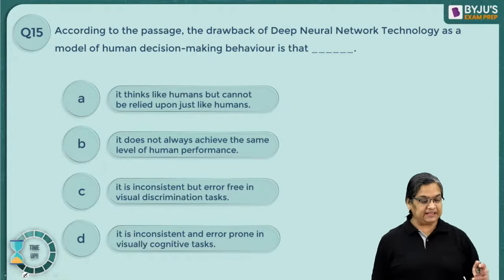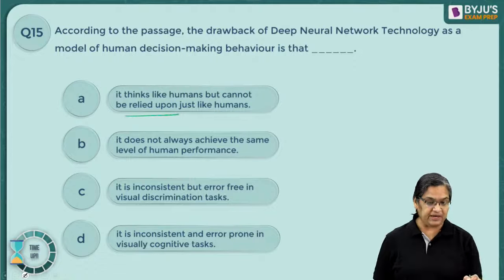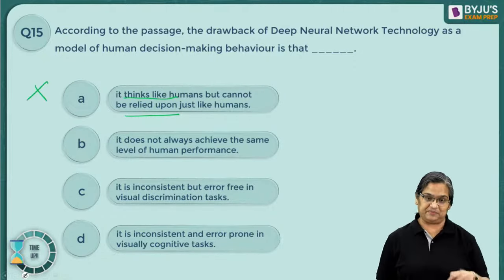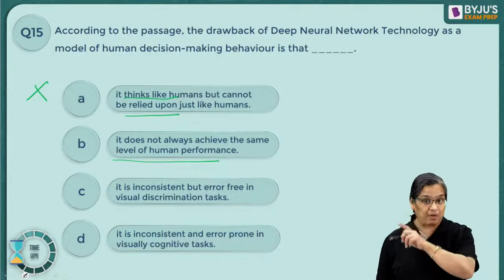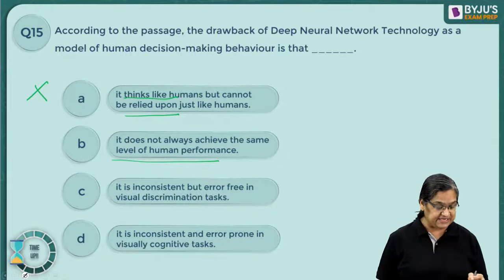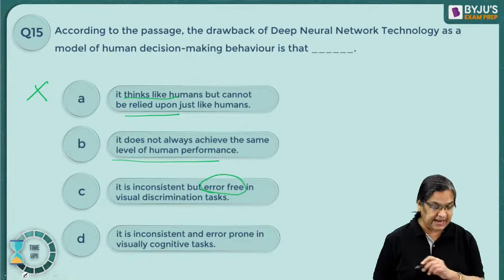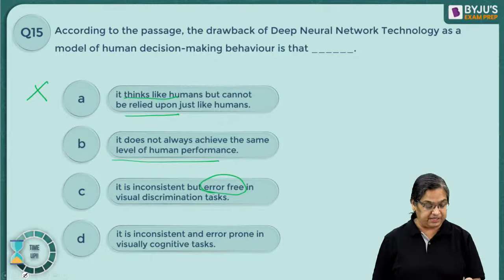Okay, it thinks like humans, cannot be relied upon. Does it think like humans? They don't know whether it thinks like humans. It does not always achieve the same level of human performance. Is that its drawback? While it is the best, its drawback, as it is mentioned in the passage, is that it is inconsistent and error prone. Here it uses the word error free. Therefore, the answer is D.